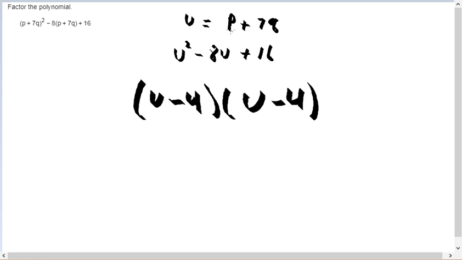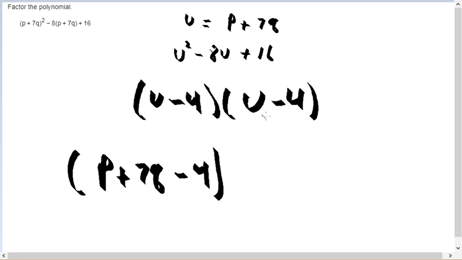But remember, we changed u into that p plus 7q, so what we really want to do is change each of these u's back into p plus 7q. So for the first one, we'll have not u, but p plus 7q minus 4. And notice that will be the exact same thing for this one. So we'll have another one here, but instead I can just write a 2 here as a square. And we will have it.